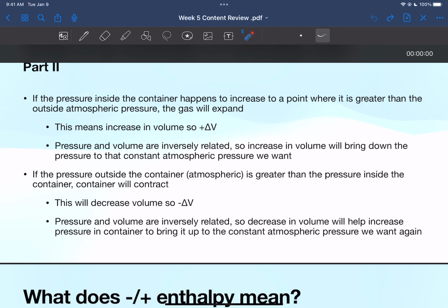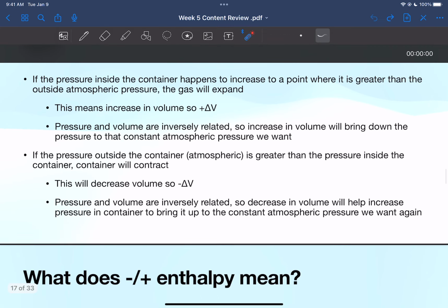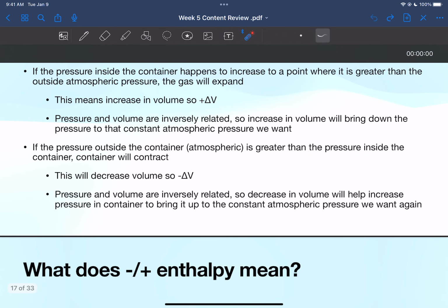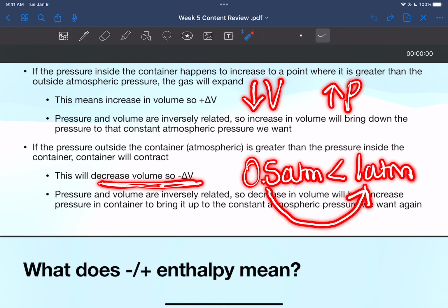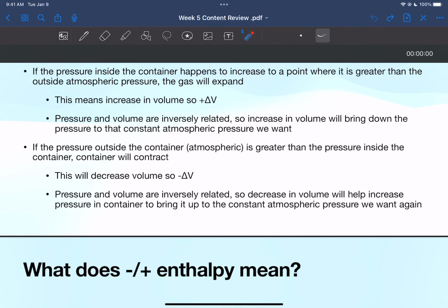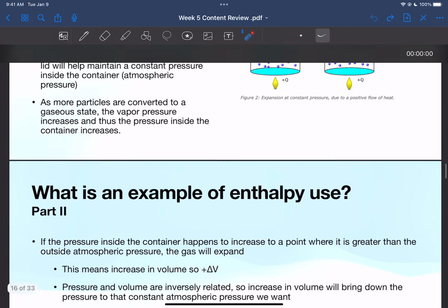So the piston gets bigger, it expands. Volume gets bigger in order to bring that pressure back down to that constant atmospheric pressure we want. Now, if the atmospheric pressure on the outside happens to be greater than the pressure on the inside, so if the inside is 0.5 atmospheres, which is less than the 1 atmosphere we want maintained by the lid, then we would have to decrease the volume. Why? If they're inversely related, if you decrease volume, you increase pressure. So we want to increase the pressure on the inside back to atmospheric pressure to maintain a constant pressure, which is exactly what we're looking at for enthalpy.